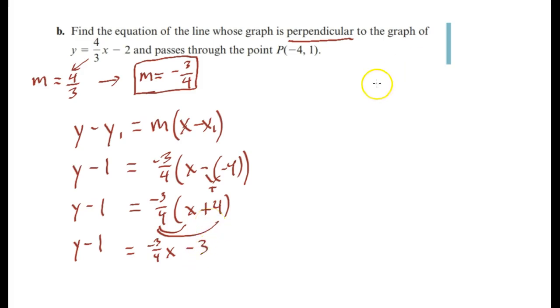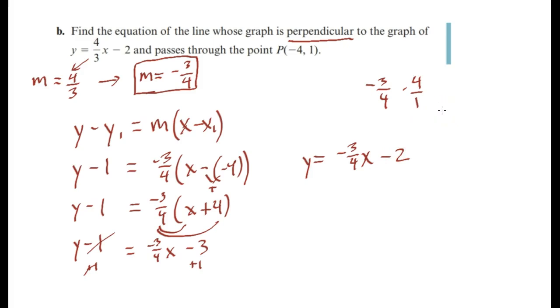You can work it out on the side if you want. I'll just write it out. It's negative 3/4 times 4 over 1. You'll see that's equal to negative 3. And then we want to just add the 1. That would give us y equals negative 3/4 x, and then minus 3 plus 1, which is minus 2.